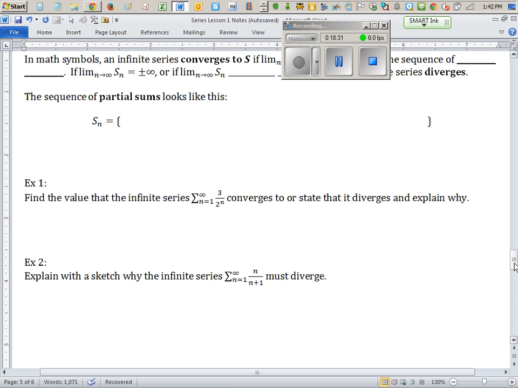This one, I think would be too hard. So I just would like you to show that this must diverge with a sketch. So first thing we'll do is treat this as a sub n, and we'll just jot down a sub n. If you plug in 1, you get a half. You plug in 2, you get 2/3. You plug in 3, you get 3/4. You plug in 4, you get 4/5.